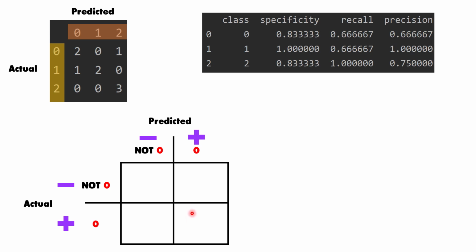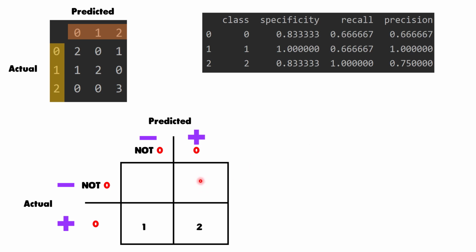Let's talk about this cell. This cell means how many cases the actual label is 0, and also we have predicted 0. As you can see, there are 2 cases which the actual label is 0, and also we have predicted 0. So here we should put 2. We write 2 in this cell. And now let's talk about this cell. This cell means how many cases the actual label is 0, but we have predicted not 0. There was 1 case which the actual label is 0, and we have not predicted 0. So let's fill in this cell as well.